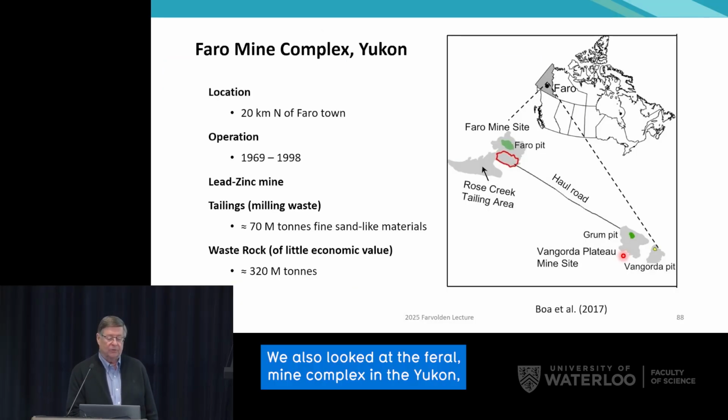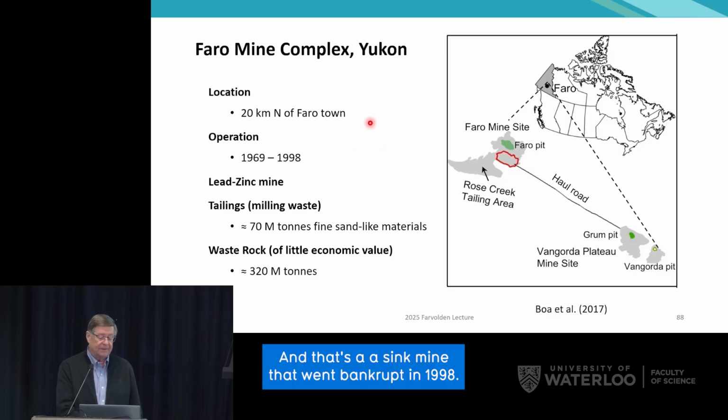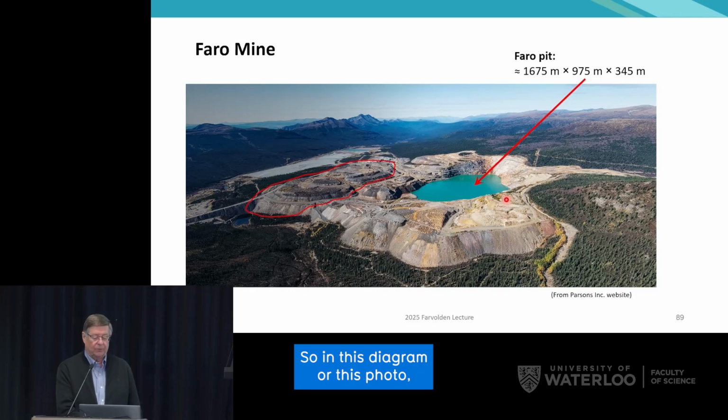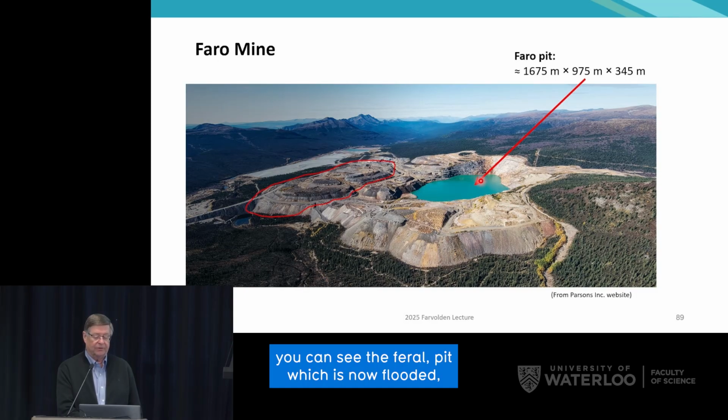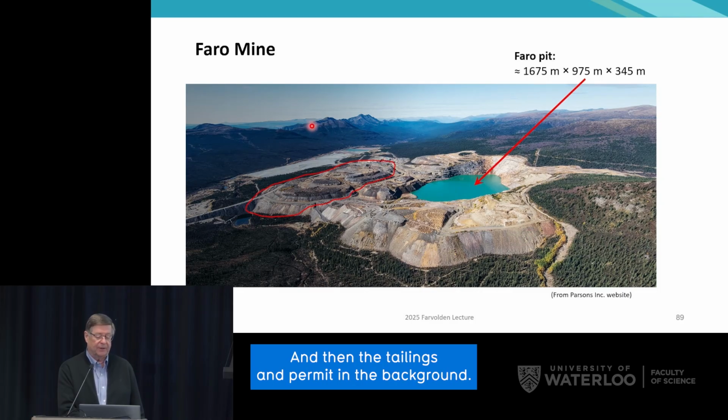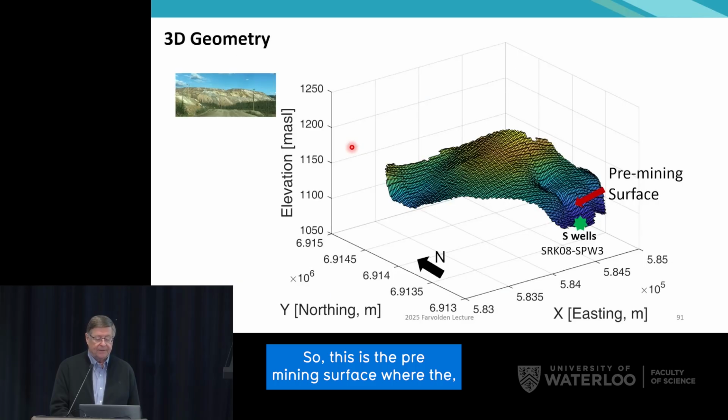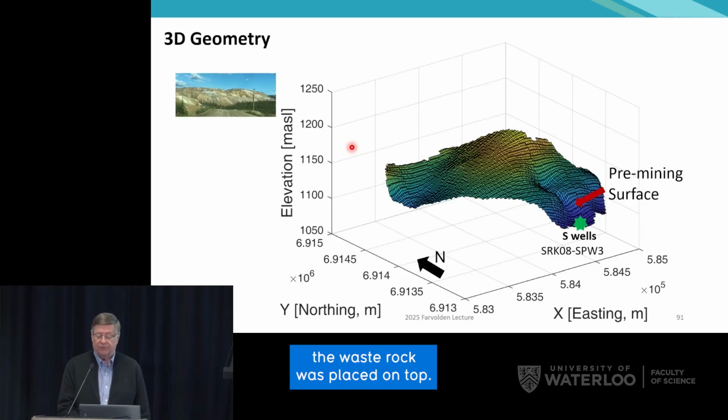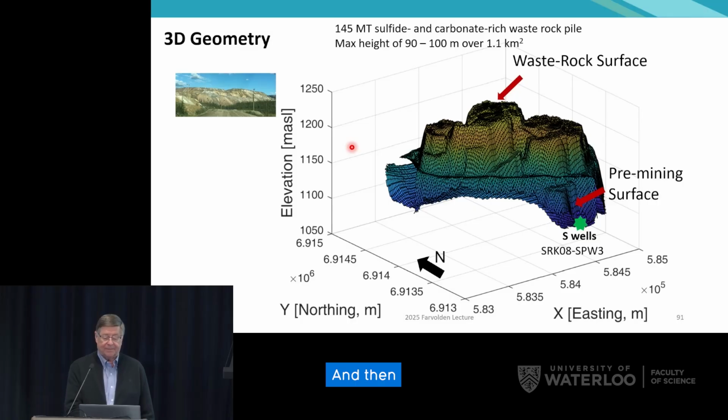We also looked at the Faro mine complex in the Yukon, which is just outside of the town of Faro. It's a zinc mine that went bankrupt in 1998, and it's also controlled by the government of Canada. There's both waste rock and mill tailings here. So in this photo, you can see the Faro pit, which is now flooded, the waste rock piles that surround it, and this is the one that we're studying, and then the tailings impoundment in the background. So this is the pre-mining surface where the waste rock was placed on top.